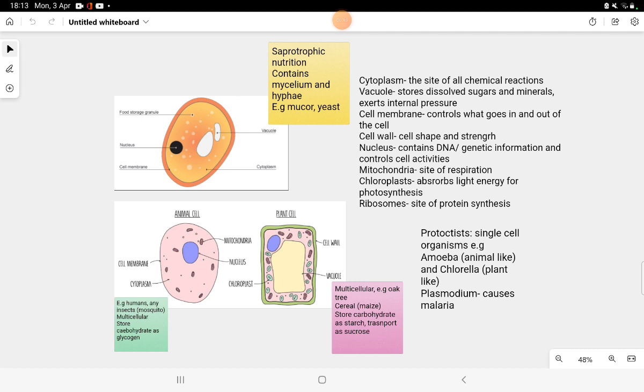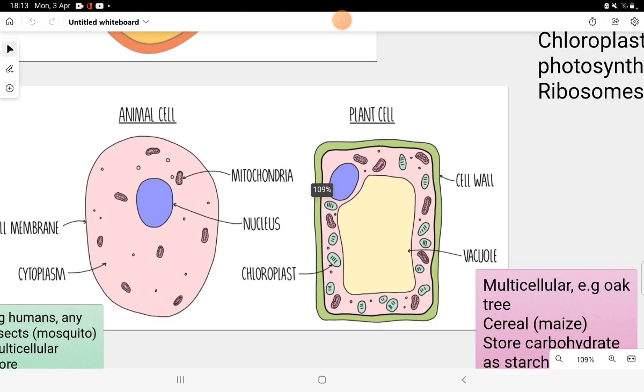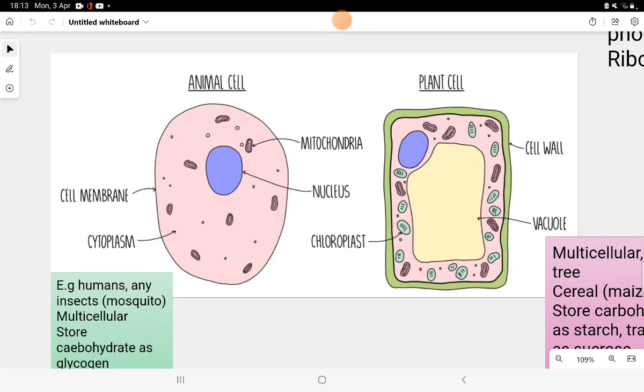So let's get started. Now, I have included a diagram of animal and plant cells, as you can see. So if I zoom into this, animal cells and plant cells have some features which are common. As you can see, animal cells have mitochondria, plant cells also have that. Animal cells have a nucleus and plant cells also have a nucleus. Animal cells have a cell membrane, which plant cells also have, but plant cells also have a cell wall, which is the outermost layer.